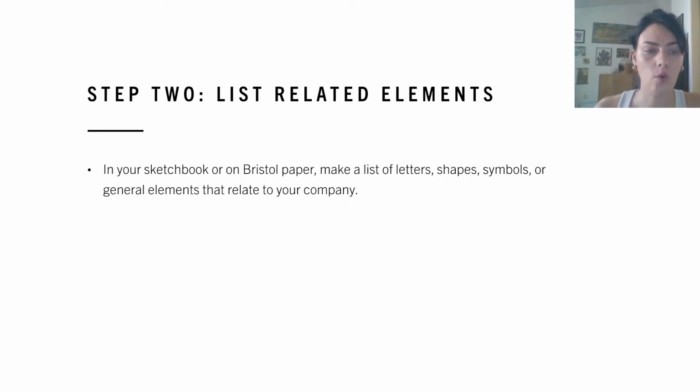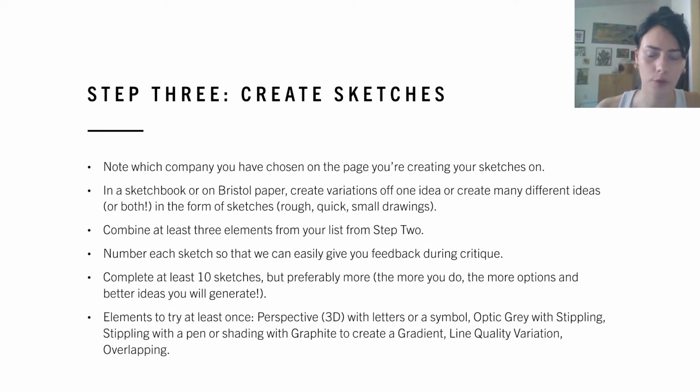All right, so once you have made some lists of words or maybe sketched out just a few initial ideas in your sketchbook, you're ready to go on to step 3, and this is where you're going to create more sketches. Now you can use your sketchbook again, or you could use Bristol paper, whatever you prefer. Now these are just going to be rough, quick sketches where you actually start sketching some ideas for visuals that will go in your logo.